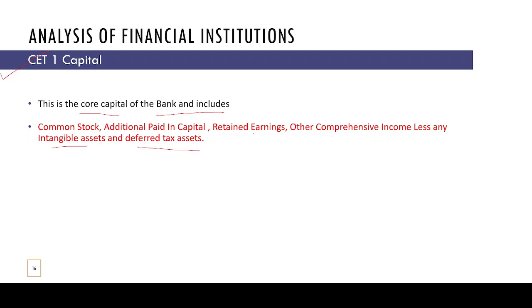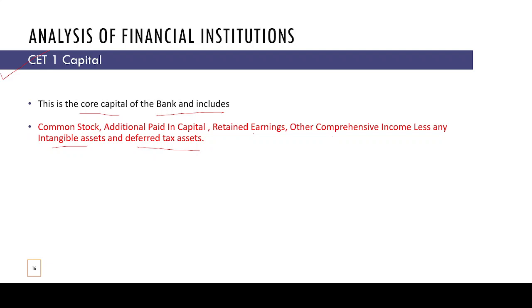Now you might ask me, why are we subtracting? Why are we deducting intangible assets? The answer is that Basel norms believe that intangibles are very difficult to convert into cash at any point of time. And in reality too, they are actually very difficult to convert into cash. That is why they are deducted from the core capital of the bank.